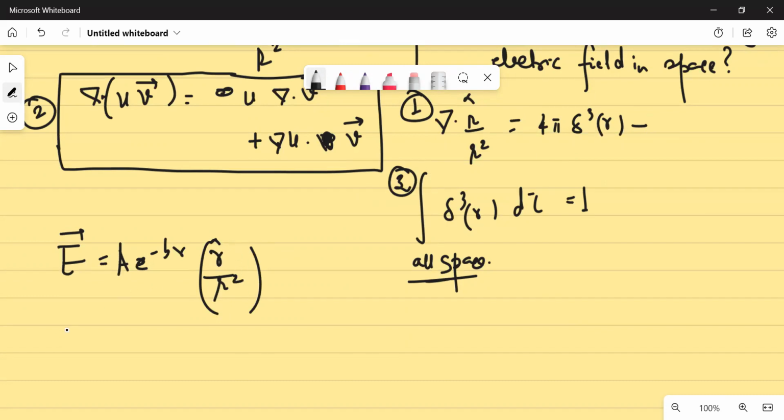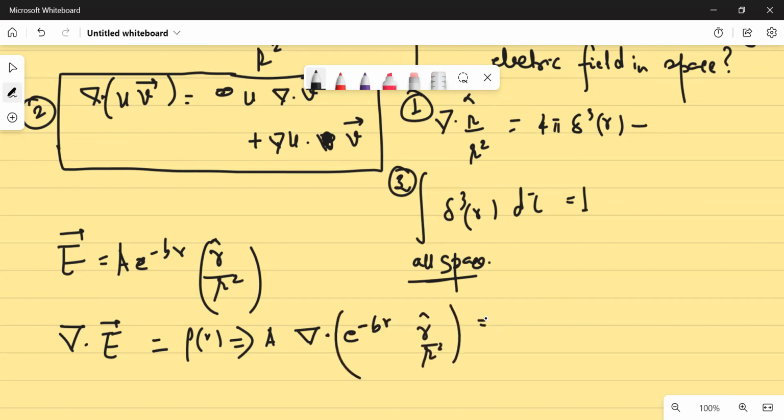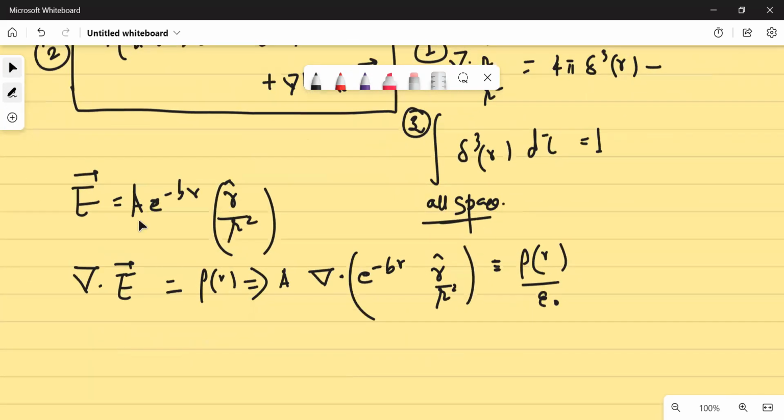So what I would do, I would simply take del dot E vector, and del dot E vector no doubt would give me rho as a function of r. What it will give me is simply del dot, I have this A, forget about this A, e to the power minus br, and then you have r cap upon r squared, is equal to rho as a function of r upon epsilon naught. Is that clear?